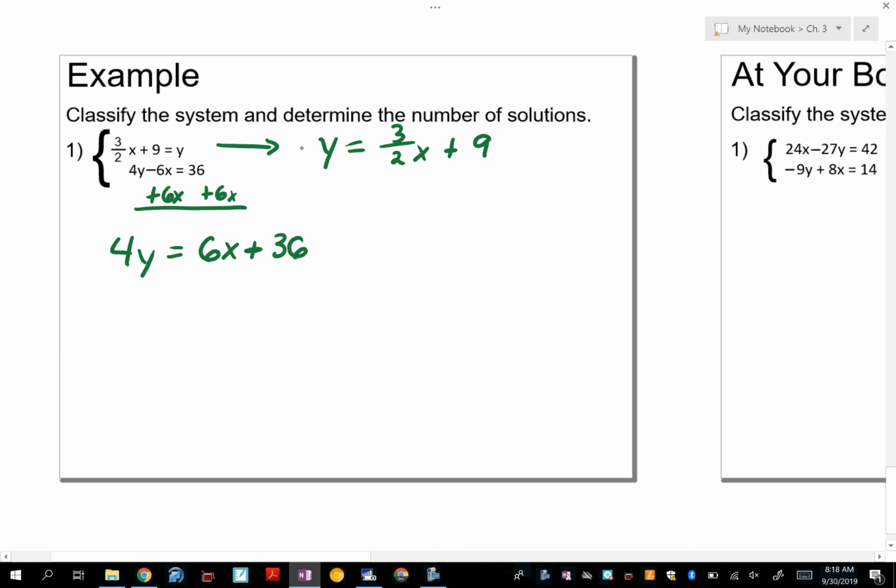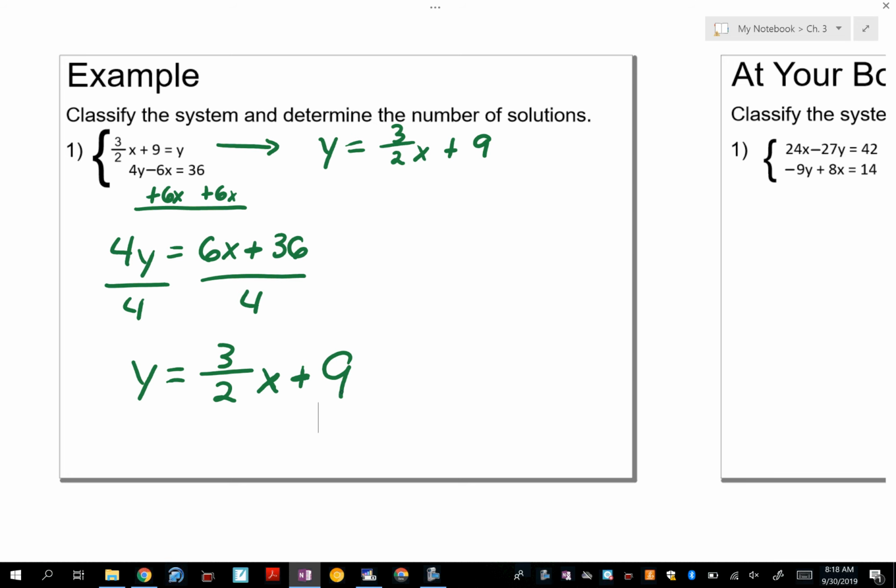Okay? Now how do I get rid of that 4? Divide by 4. So you get y equals 3 over 2 x. Nice, Daniel. Well done. Daniel sees 6 over 4 can be reduced to 3/2. And then what is going to be 36 over 4? 9. Look at this one. And look at that one. They're the same line.